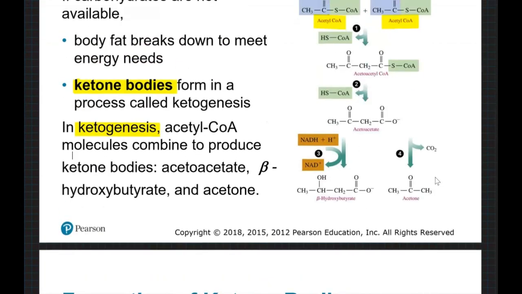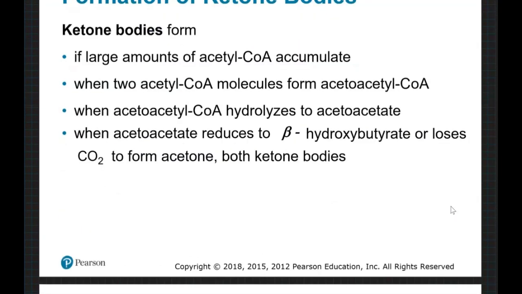So what do you form? You form acetoacetate here, beta-hydroxybutyrate, and acetone. Am I making sense so far? Yes? The main molecules that are made are acetoacetate and hydroxybutyrate. When do they form? As we mentioned, you accumulate large amounts of acetyl-CoA. Okay?